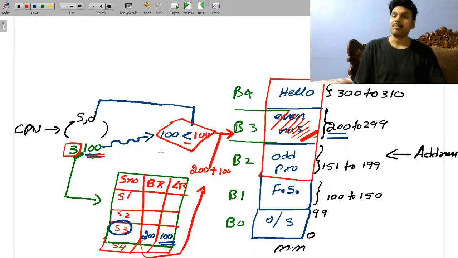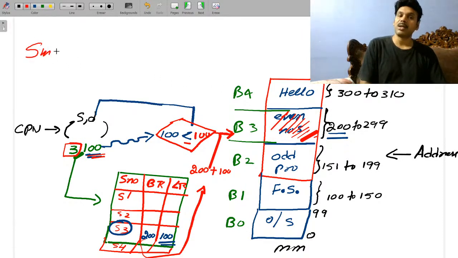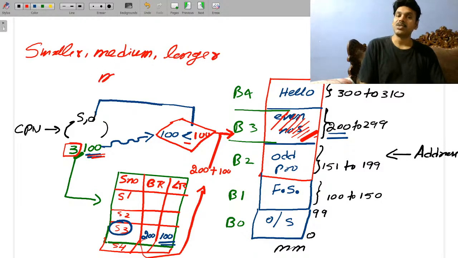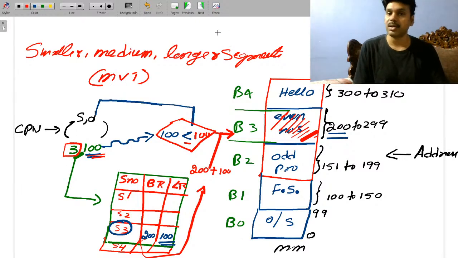This is how you can access memory block by block with the help of segmentation. The advantage with segmentation, please understand, is that some have smaller blocks, some have larger blocks. You can have any kind of size. As I said, there is no kind of restriction as we are using the concept of MVT. You will find all kinds of flavor of segments, some smaller, some longer.